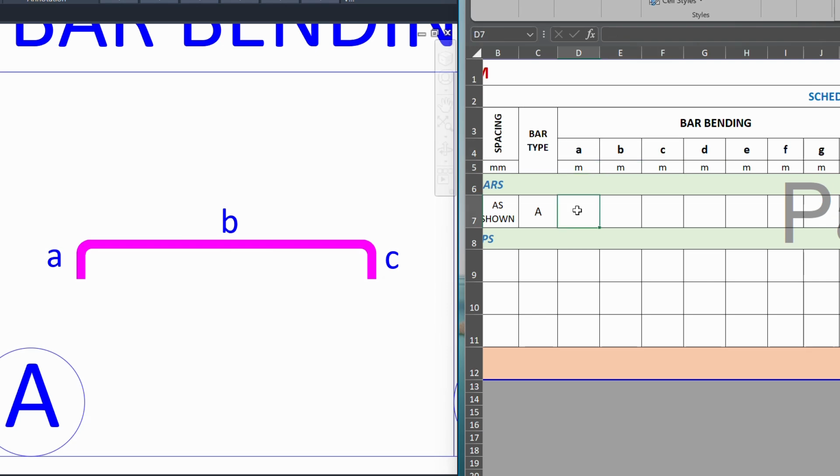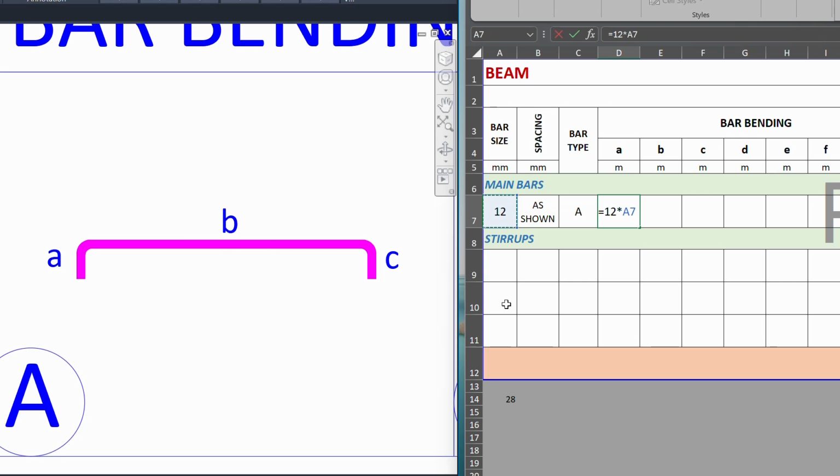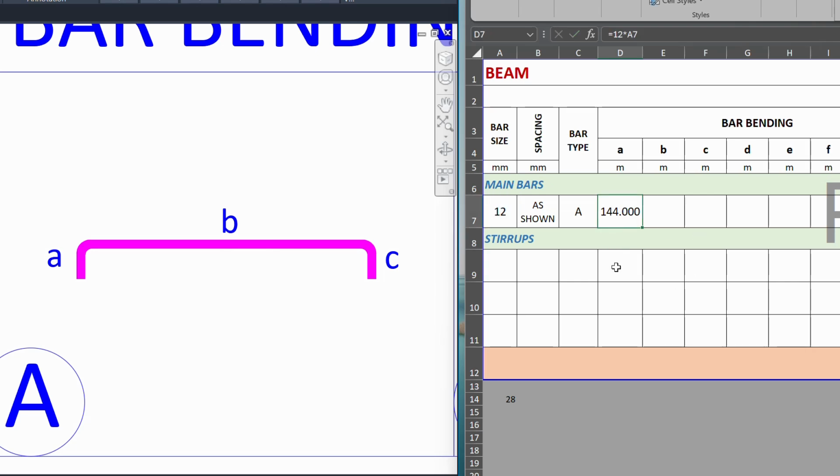So A, how long is small letter A? So how long is our hook? You can check that in the general notes. So let's try 12D. 12 times the diameter, which is 12 mm, means 144 mm. This is in mm, so if 144 mm is divided by 1000 mm, it becomes 0.144 meter. Or we can round it up to 0.15 meter or 150 mm.